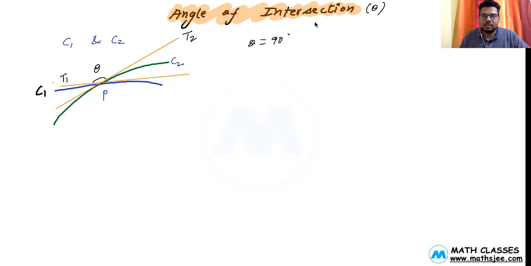So in this case, let us say theta is 90 degree. So when theta is 90 degree, we call them as orthogonal curves. In differential equation, we'll also try to see orthogonal trajectories. So when this theta is 90 degree, the curves C1 and C2 are known as the orthogonal curves.